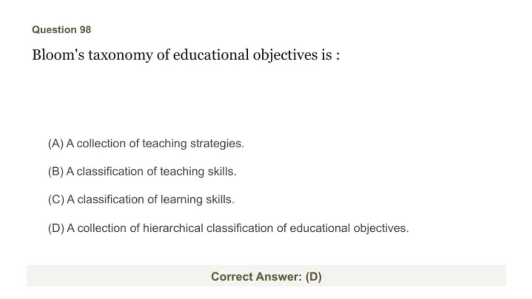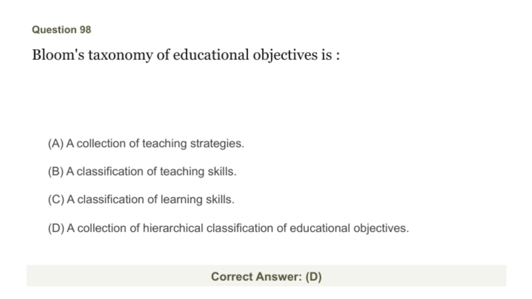The correct answer here is D. This slide clarifies that Bloom's taxonomy of educational objectives is actually a collection of hierarchical classifications. It helps us understand the different levels of learning goals, from basic knowledge to higher-order thinking skills. To put it simply, it's not just about teaching strategies or skills, but about categorizing what we want students to achieve in a structured way.